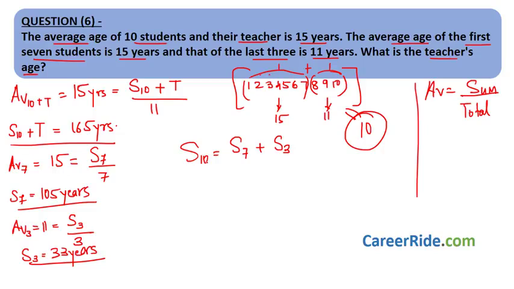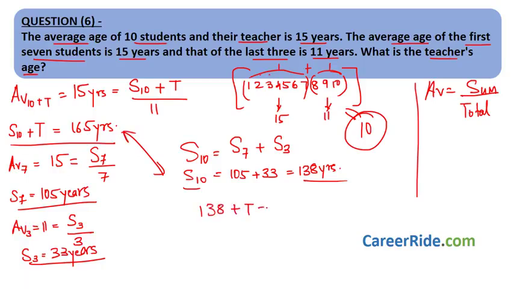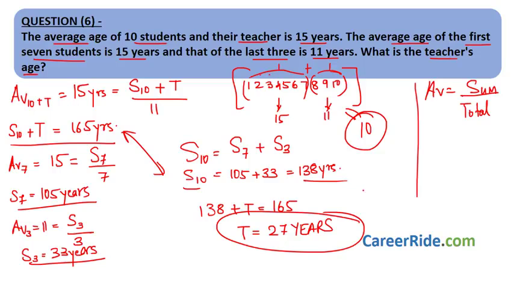Same way, the summation of the 10 students is the sum of the ages of 7 students plus the sum of the ages of 3 students. What is that? That is nothing but 105 plus 33, that would be 138 years. Substitute this value over here. What you will get, 138 plus T equal to 165. So T, the age of the teacher, is 165 minus 138, that is 27 years. So this is the age of the teacher. See how easily, using this small formula, we can calculate any sum related to average, and especially average age.